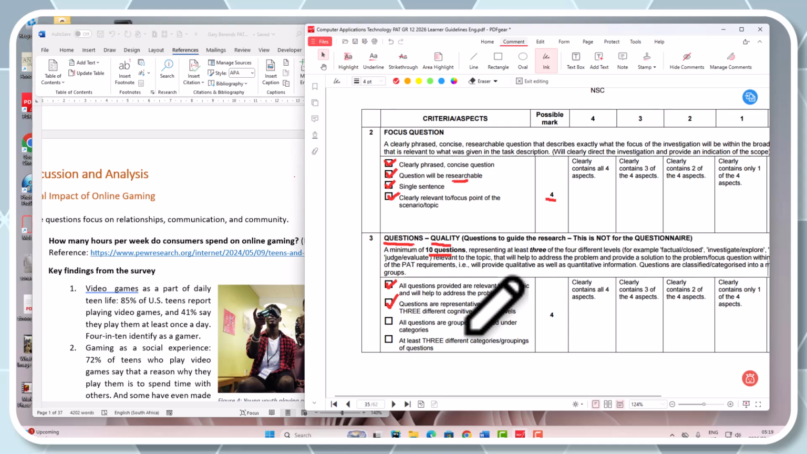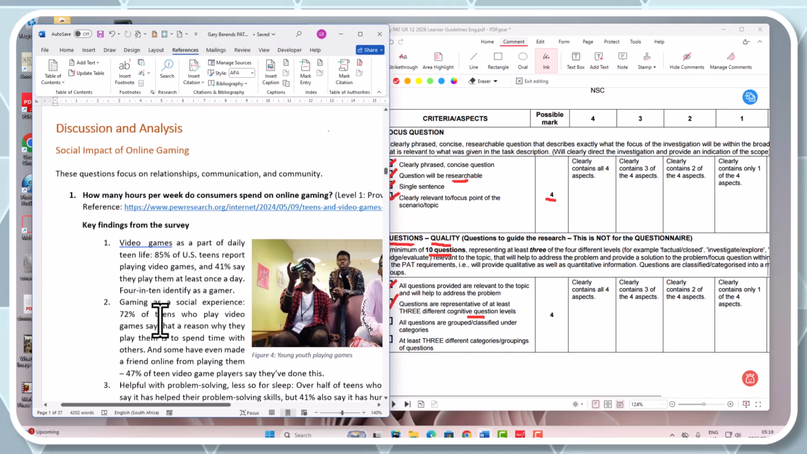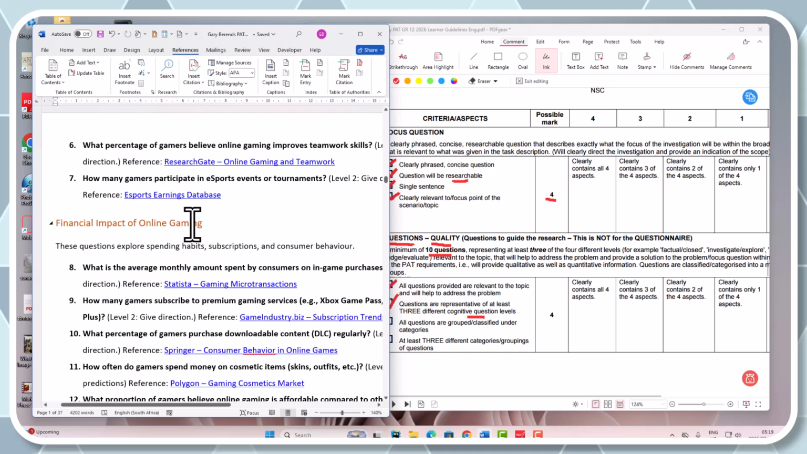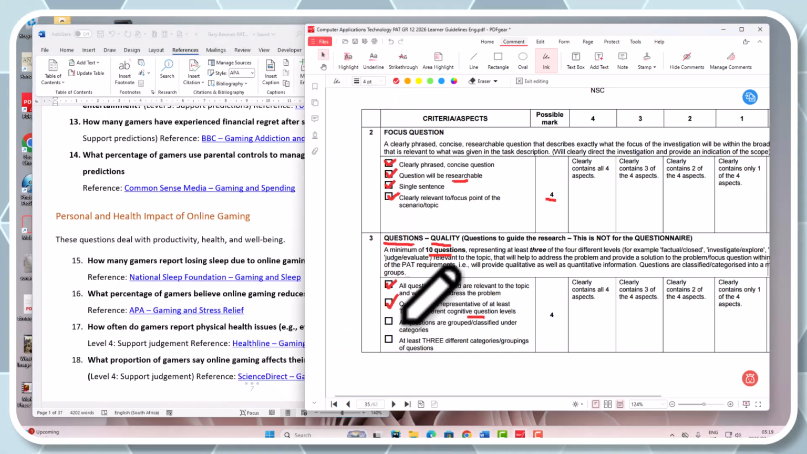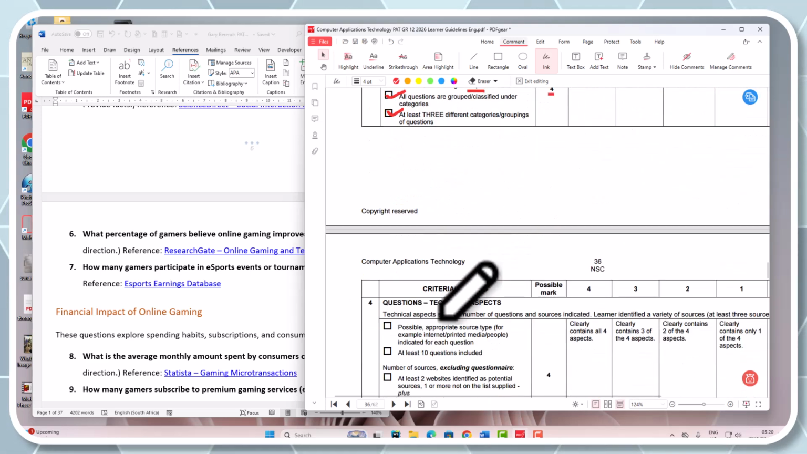All questions are grouped and classified under categories, and they are groupings of questions. So what we did, guys, can you see these categories here, or headings? I refer to them in the video as headings. There's 1 heading, there's my 2nd heading, there's my 3rd heading, so that makes sense. Okay, 3 different categories, and they are grouped together. You can see those questions are grouped under that heading. So hence the 4 marks there. Lovely. That is quite a complicated issue for a lot of learners to do, to make sure that that's done correctly. All right, good.